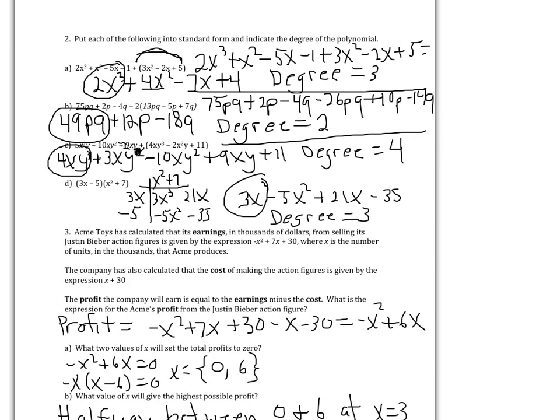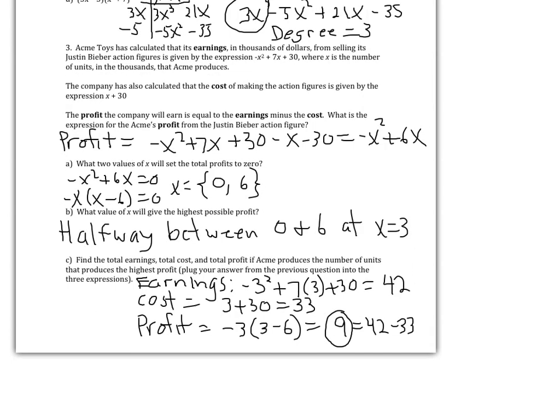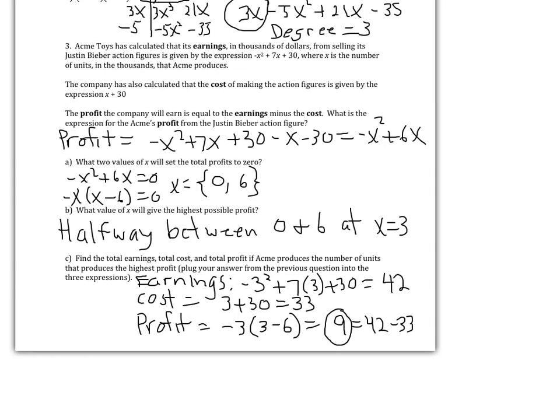Okay, let's take a look at this Acme Toys problem. It's similar to one that we did earlier in the year. Okay, so they have their earnings, which is the dollars that they're making from selling it, which is given by the expression negative x squared plus 7x plus 30. But it also costs them x plus 30 to make the action figures. Now these are all in thousands of dollars, and the number of units, which is represented by x, is also in thousands. So the profit is equal to the earnings minus the cost.